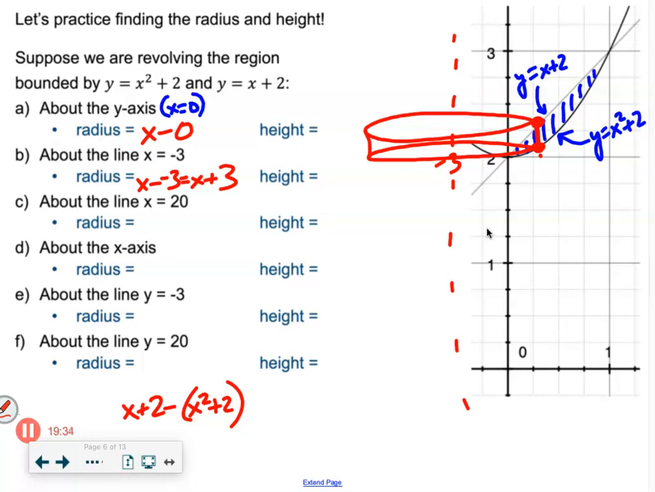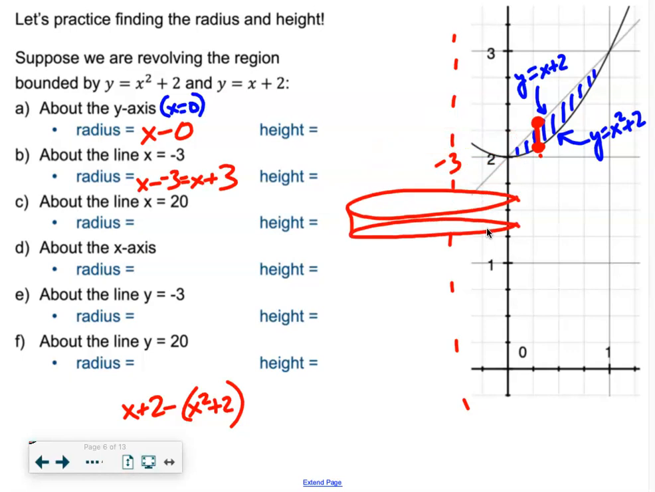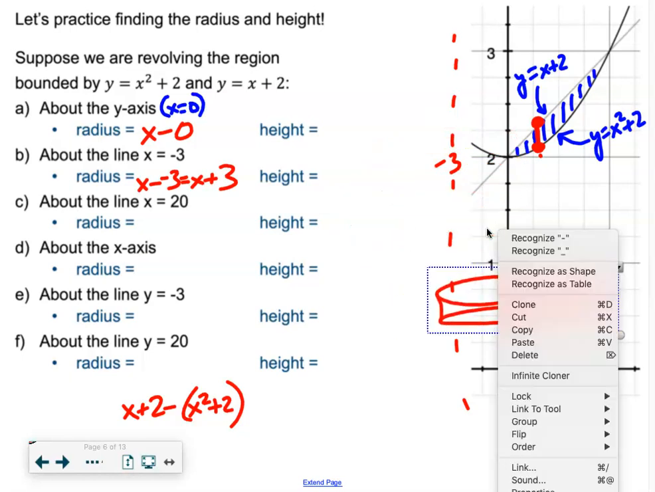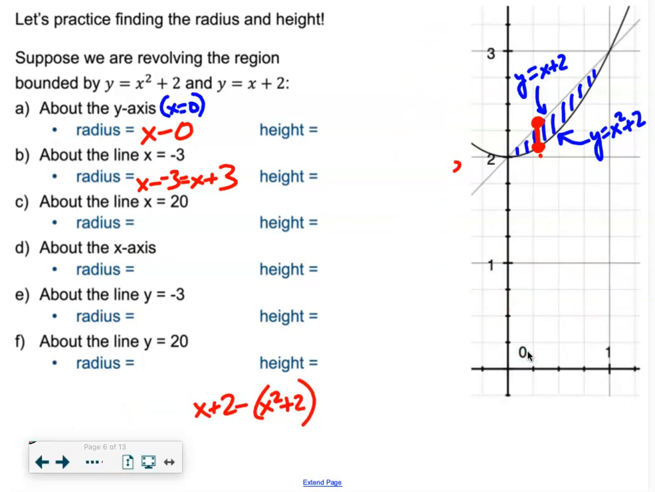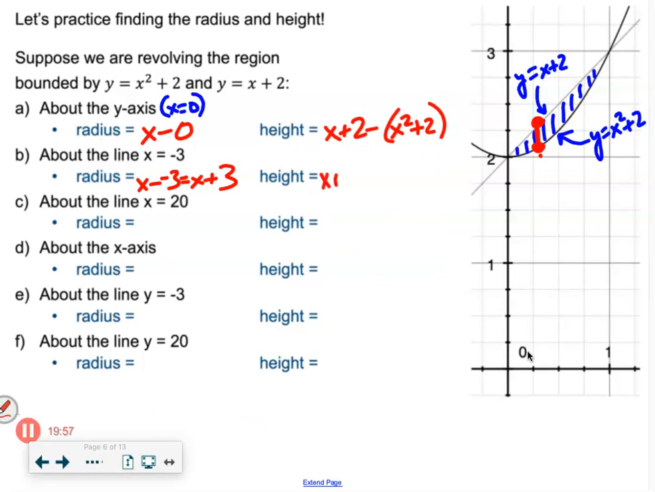What would be the height of our cylinder? It's just going to be the same, right? So I'm going to move this back up. x plus 2 minus x squared plus 2. All right, exact same thing.